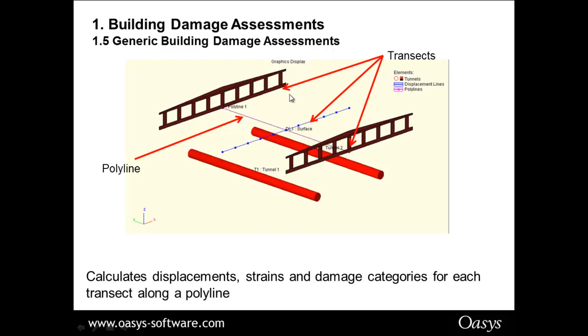And for each of those transects, what Xdisp will do is carry out a building damage assessment and maybe calculate the worst case value, say for horizontal strain or various other things. And so if I calculated the worst case value for strain, then I could see which building would be the most affected. So that's how the generic building damage assessment works. And if you want to do that in more detail, there's a detailed cover in the tutorial manual.